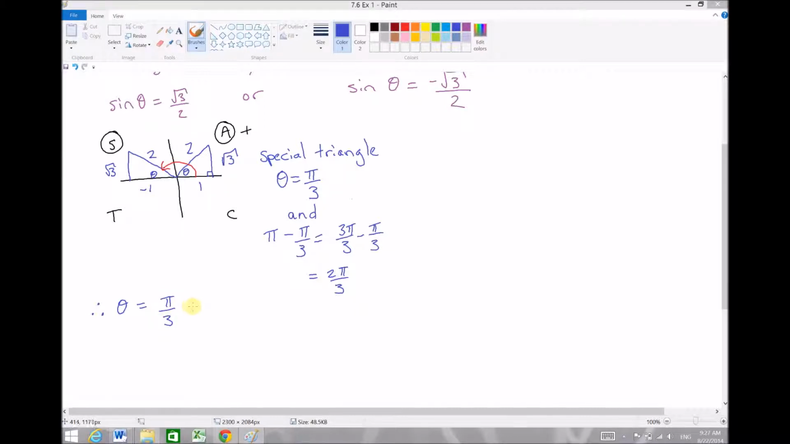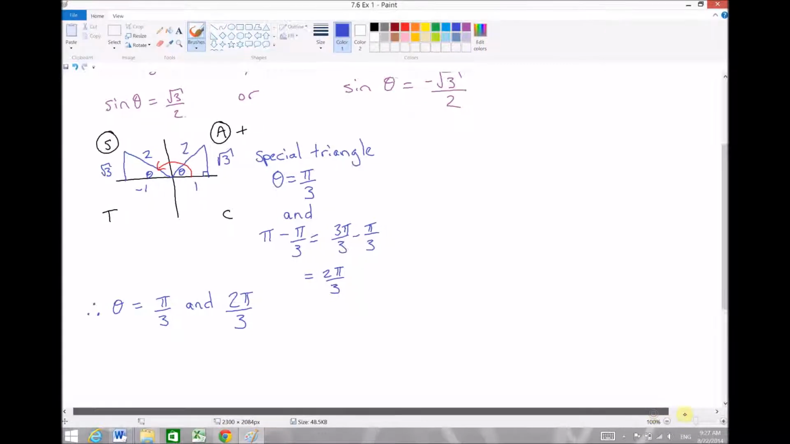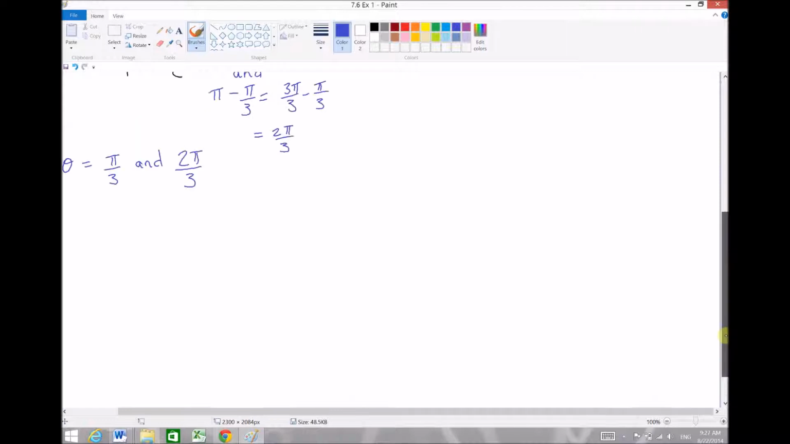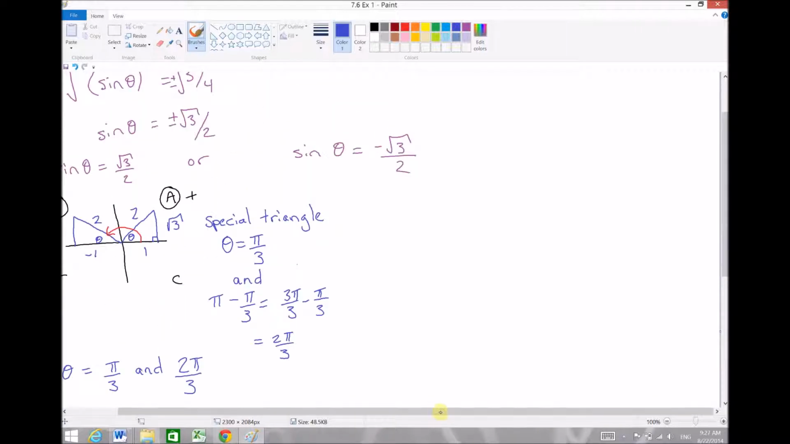Remember that the sine function is periodic, and it goes up and down, and there's multiple solutions. Here we're working from 0 to 2 pi. So we still have a couple more solutions that we can use.